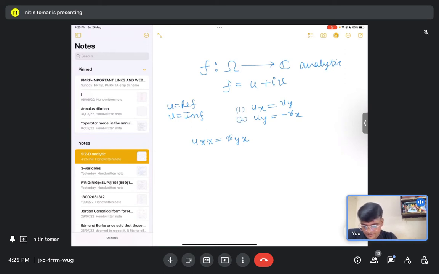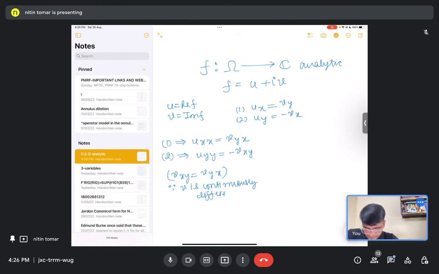So the first implies this. The second implies, if you differentiate with respect to y, then it will imply minus v_xy. Now from your calculus class, you know that if v is a continuous function and its partial derivatives are continuous, then v_xy equals v_yx. Why? Because v is a continuously differentiable function. This is a result from calculus. v is a continuously differentiable function.